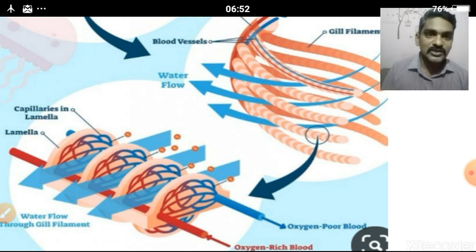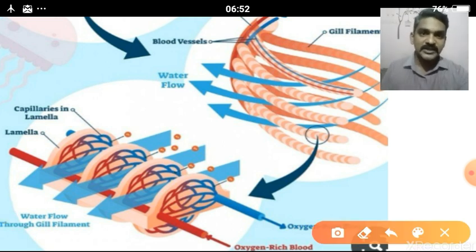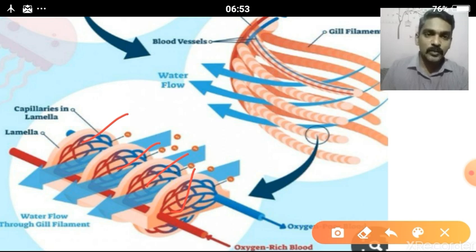So what will these capillaries do? Here you can see this is the capillary. So these are blood capillaries. The red color is oxygenated blood, blue color is deoxygenated blood. So when water comes in, the deoxygenated blood, which comes from the tissues, the cells, will be receiving the oxygen through this water where it is dissolved, and it will be converted into oxygenated blood and transported to the body. Again, from the tissues it goes to the gills. So this process will be going on like this.